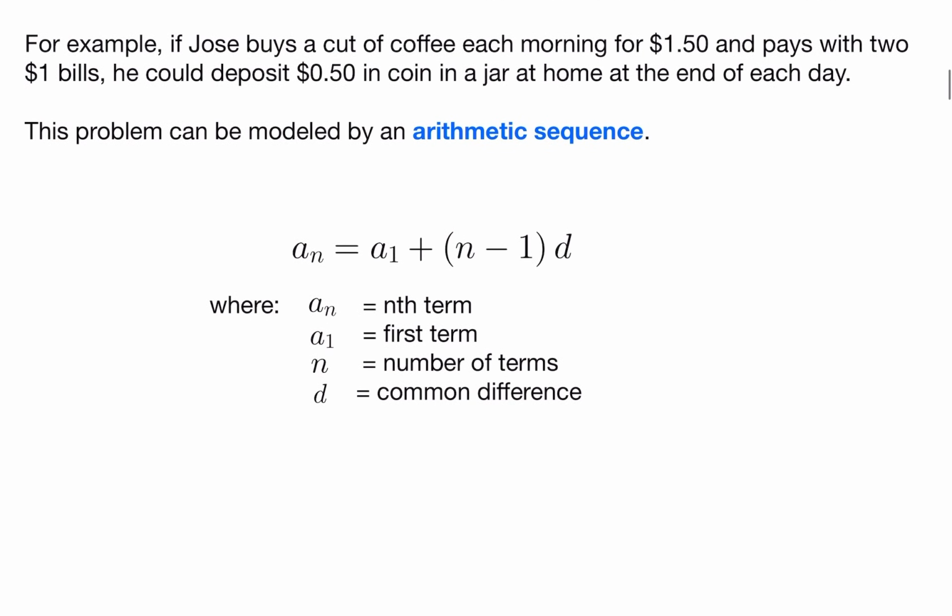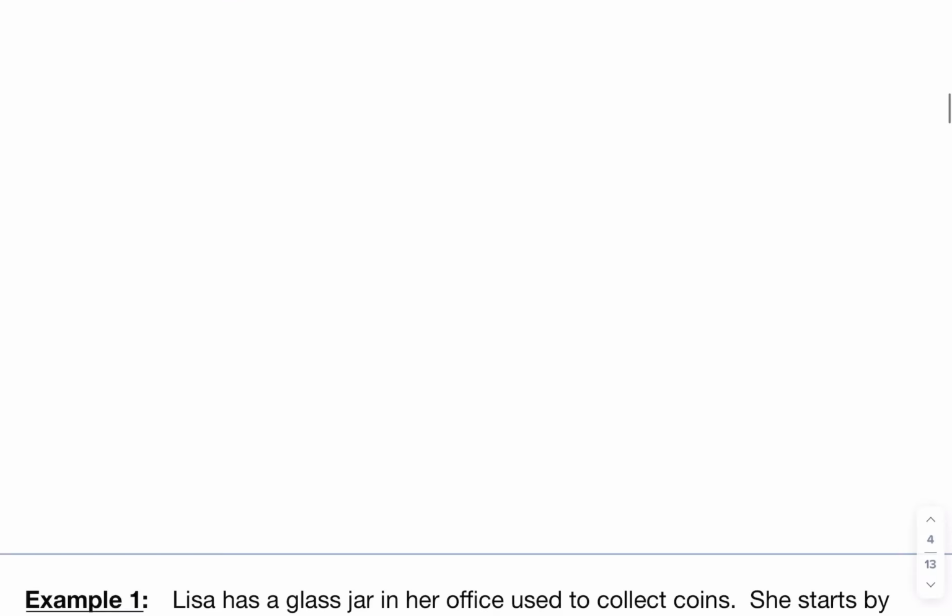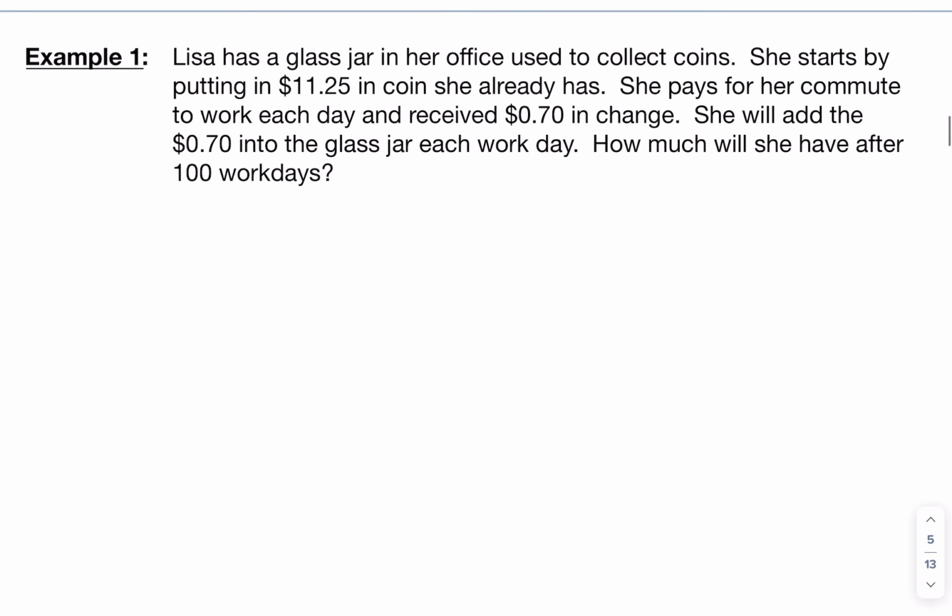So what this means is using this equation, we can determine how much Jose will have at any given day. So we could say, well, in 10 days, how much will he have? In 20 days, in 99 days, and 148 days, how much will he have? This is the equation that we will use.